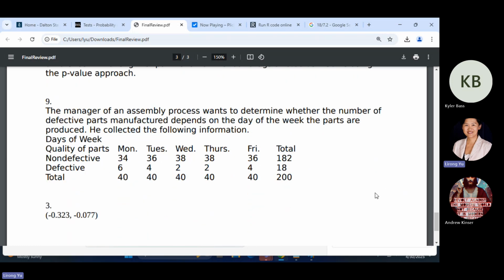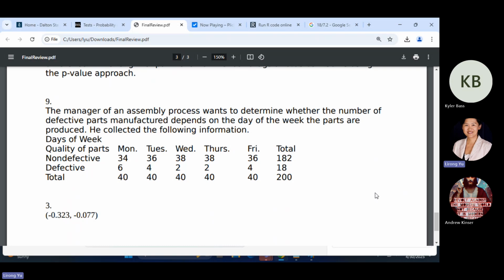Next is a data set about what we're talking about. See if it's qualitative or quantitative. The assembly process also determines whether the number of defective parts manufactured depends on the day of the week. So we want to know if the day and the defective or non-defective part are correlated, right? So we're looking at 2 qualitative variables. One is Monday, Tuesday, Wednesday, Thursday, or Friday. Those are the days, right? That's qualitative. The other variable is, for every part, whether it is defective or non-defective. So essentially, we want to know whether being defective or non-defective as a property is affected by the day.